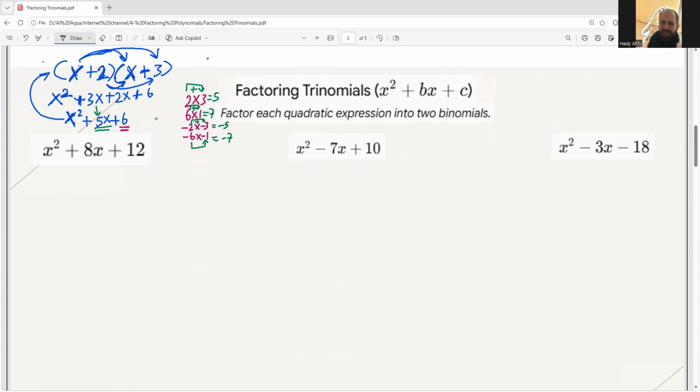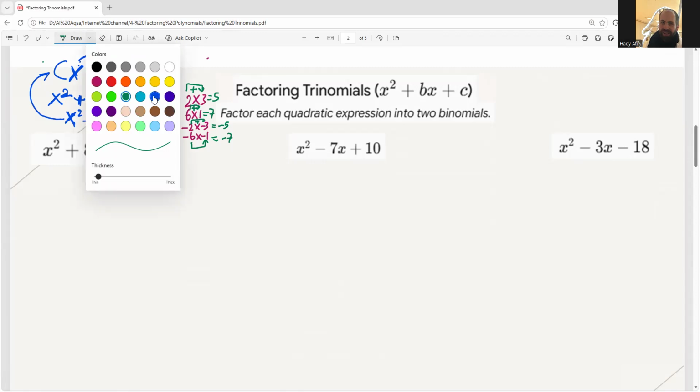Okay, if you multiply 2 by 3, you will get 6, which is the last term. And if you add them, you'll get the second term, which is 5. And therefore, I will be able to go back to the two original binomials, which when I multiplied them, I got the trinomial in question. So let us check the other questions that we have here. We have 3 questions. Let us solve them together.